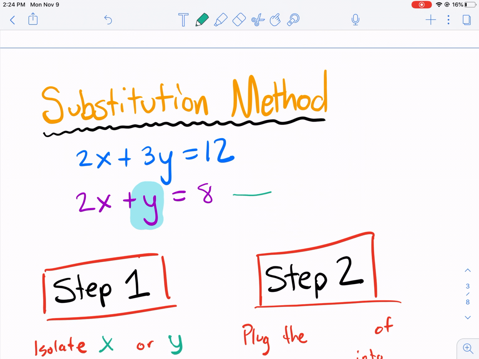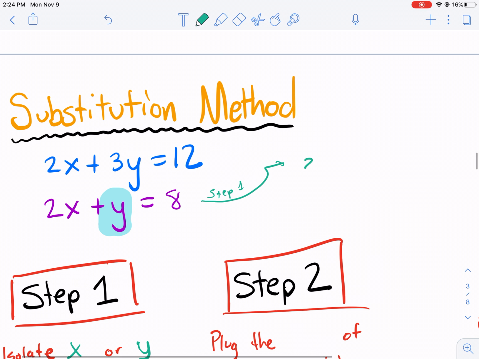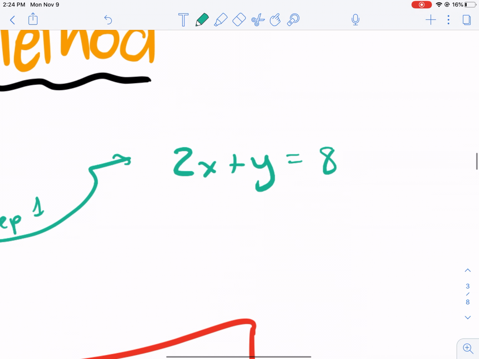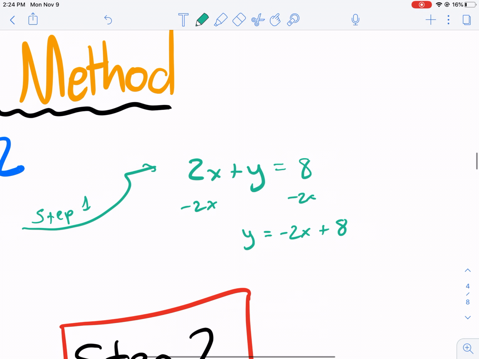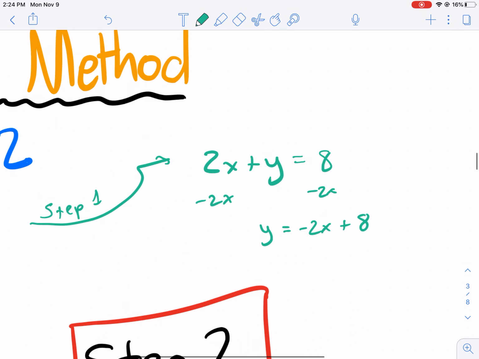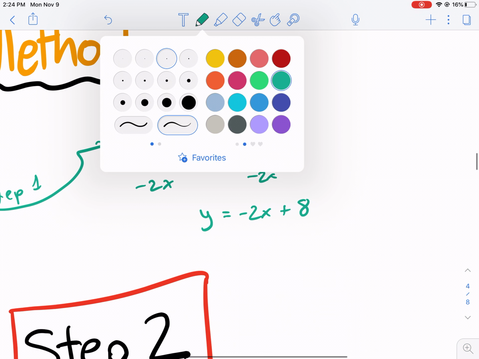Okay, so we're going to apply step 1 now. I'm going to rewrite the equation 2x plus y equals 8, and I'm just going to solve for y. I'm going to move everything over, -2x, -2x, and I get y equals -2x plus 8. Okay, now I am done with step 1.